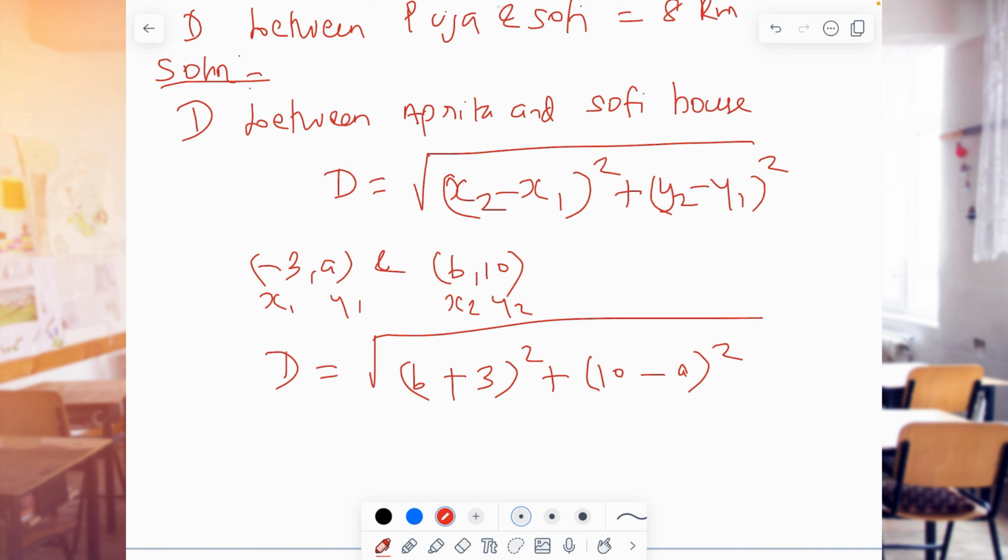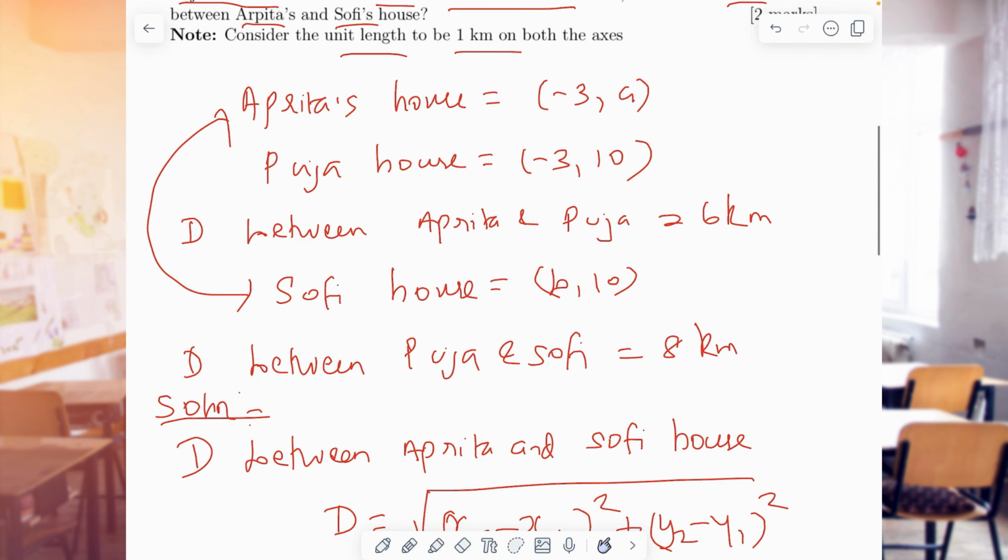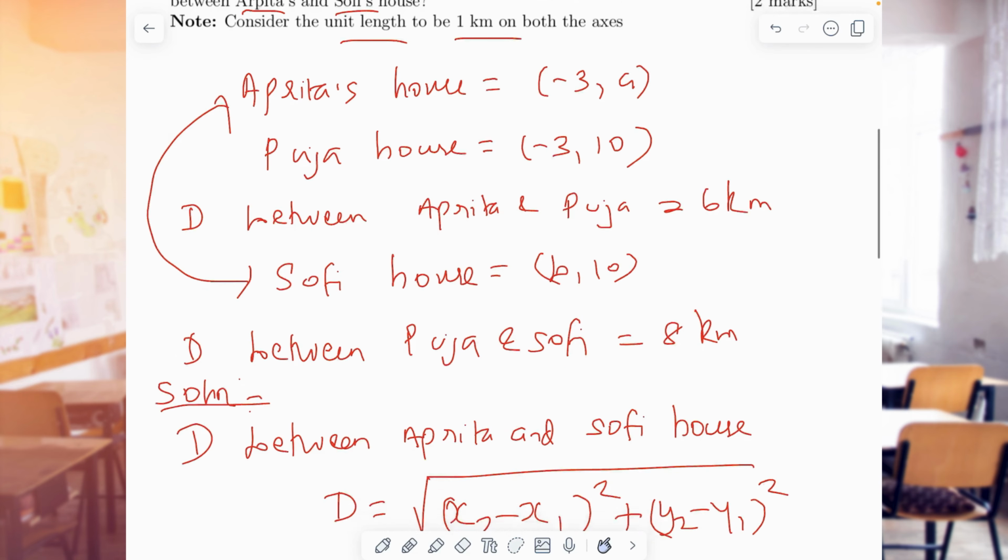Okay, so here we should find out a and b. If we found out a and b, we'll be getting the distance between the Aprita and Sophie house. All right, so let's see how to get a and b now. So with the known values we should see. So from the question they have given Aprita house, Pooja house, the coordinate points, and the distance between both their houses is 6 kilometer. So with this we should start to solve first. Okay, let's see. The same distance formula you apply.